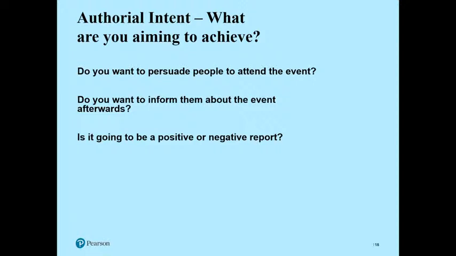Now, one of the big things that we keep talking about during these lessons is this idea of authorial intent. What are you as a writer trying to achieve? And I think before you go into planning, you need to have that authorial intent really clear in your head. What do you want this to be? So do you want your newspaper article to be a persuasive article that's trying to get people to attend the event? Do you want it to be an informative report after the event? And if you're going to do that, is it going to be positive or negative? Is it going to be really celebrating what has happened? Or is it going to be really critical of what has happened?